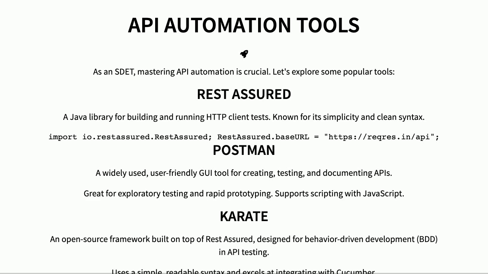Next, we have Postman, which is super popular because it has a visual interface. It's great for quickly exploring APIs and creating test scripts using JavaScript. And finally, there's Karate. This tool builds on Rest Assured and is perfect if you want to use behavior-driven development with Cucumber. It helps us write tests that clearly describe what we expect from our API.